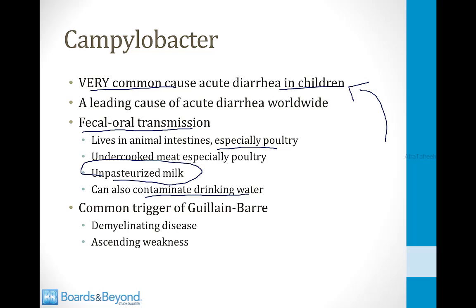The second high-yield thing to know about Campylobacter is that it's a common trigger of the Guillain-Barré syndrome. This is a demyelinating disease with ascending weakness, and I talk about this in the neurology modules, but the thing to remember is that you will often see a GI infection preceding the onset of Guillain-Barré, and the bacteria that likely caused that GI infection was Campylobacter.